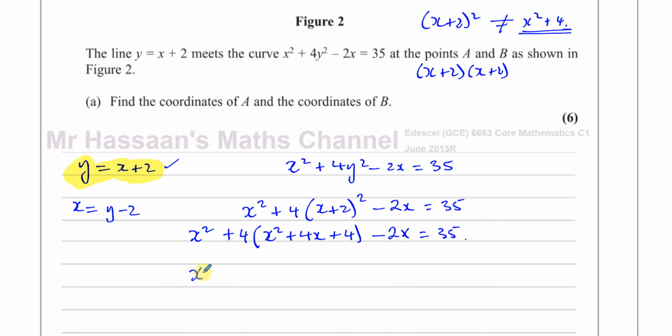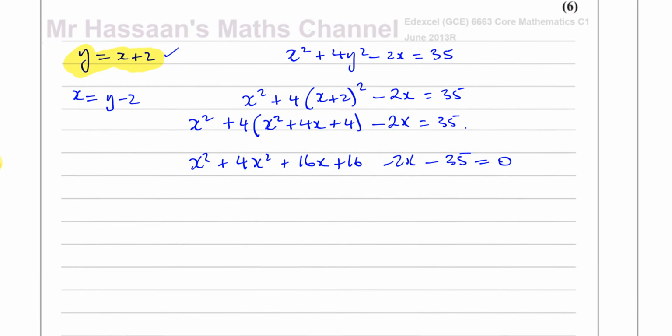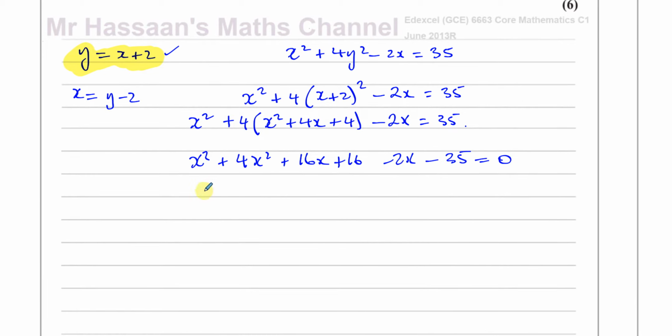So now we've got x squared plus, now expand this bracket, 4x squared plus 16x plus 16 minus 2x, and I'll subtract 35 on both sides, so I've got equals 0, because I see it's going to be a quadratic equation, so we'll use the zero product property. So I'll make everything equal to 0. So I have 5x squared, 16x minus 2x is plus 14x, and 16 minus 35, that looks like it's negative 19.